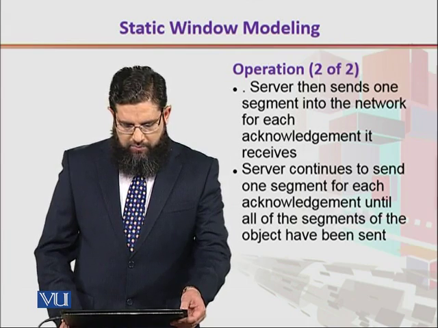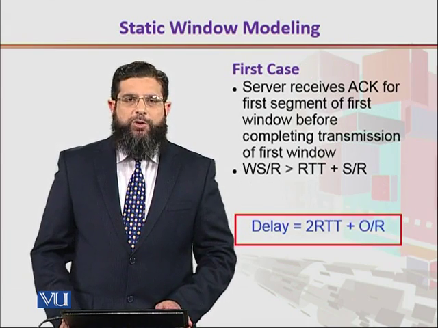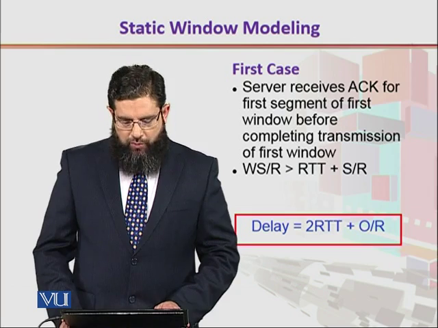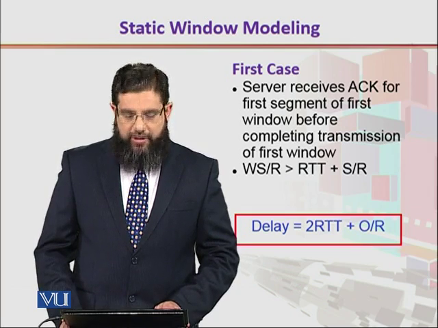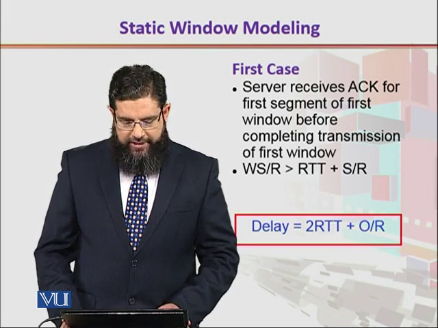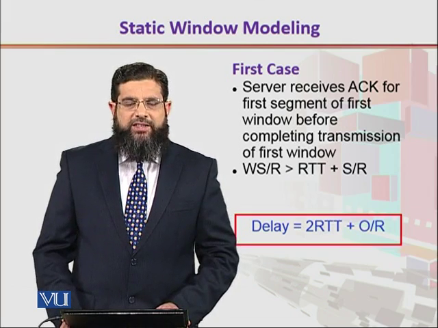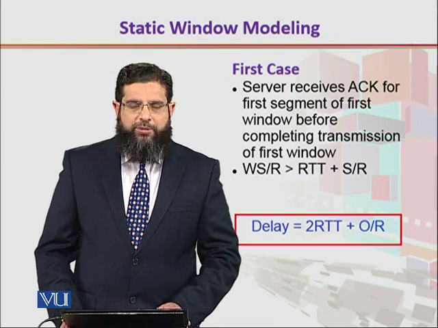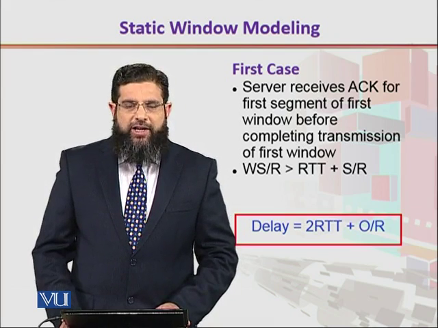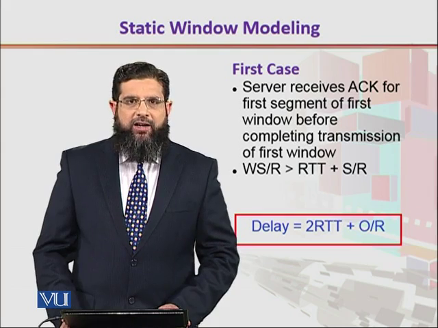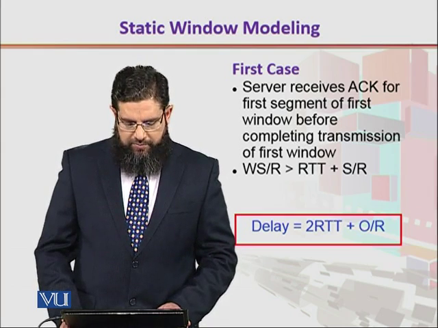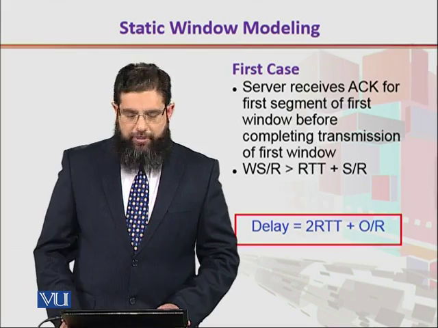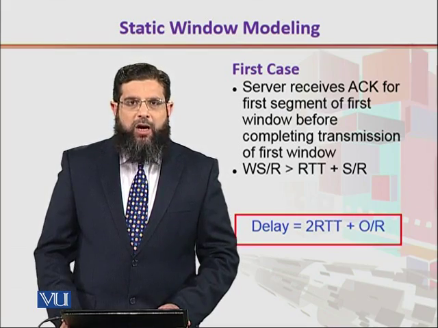If we were to model it, we'll say that the server receives acknowledgement for the first segment or first window before the complete transmission of the window worth of data. In that case, as I said, the transmission time, shown to you here as W times S divided by R, is dominating over the round trip time and the transmission time of a single segment. So the overall delay that would be observed shall be 2 round trip times and the complete download of the object.